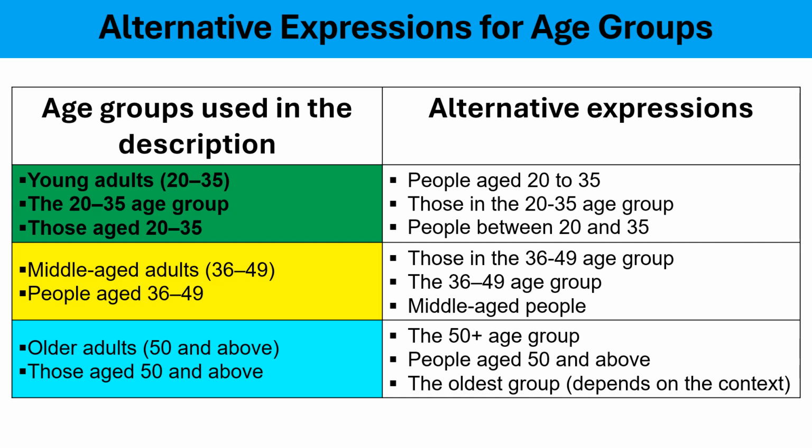Using a variety of expressions not only helps avoid repetition, but also shows the examiner that you have a strong lexical range, which is one of the criteria for a higher band score. Just remember, choose the expression that fits the sentence naturally and always keep your writing clear and formal.